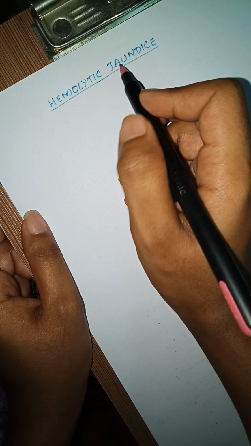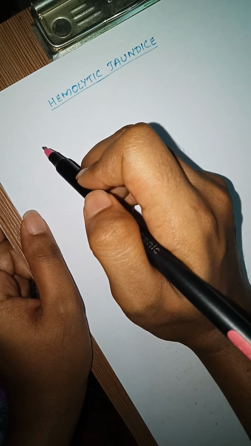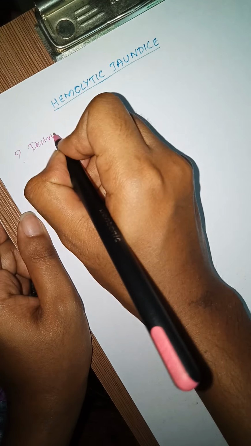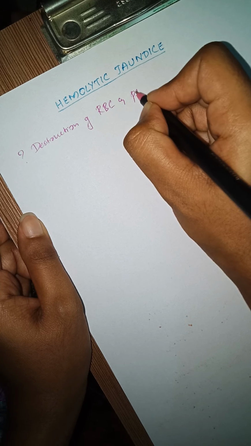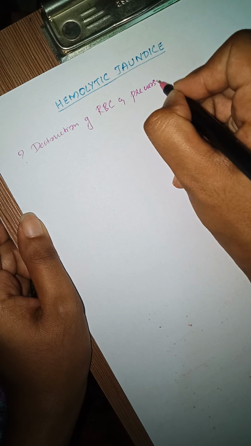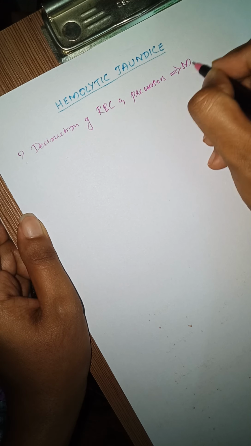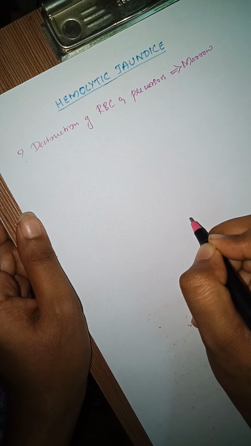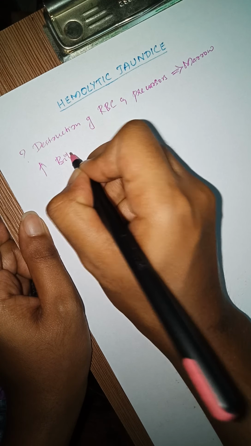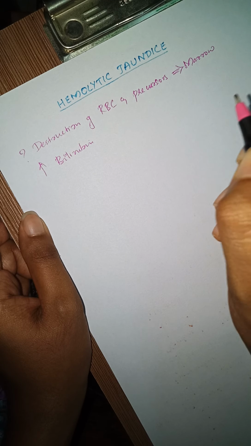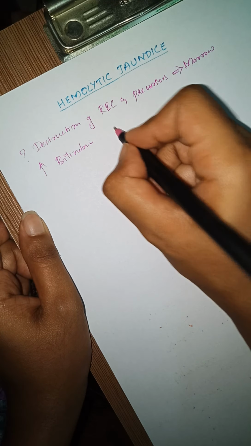As the name itself indicates, the jaundice that occurs due to hemolysis is known as hemolytic jaundice. So what is the cause? Hemolysis means destruction of the RBC, and its precursors in the marrow. This results in hemolytic jaundice and ultimately leads to the production of bilirubin. That increased bilirubin is the major problem, but it is a very mild condition. That is, jaundice due to hemolysis is very mild.